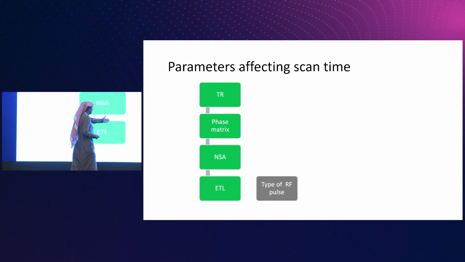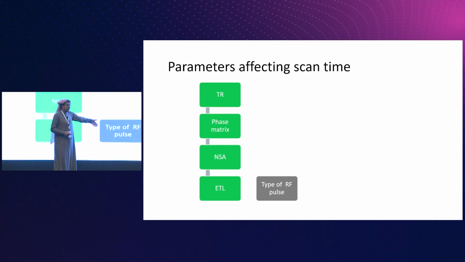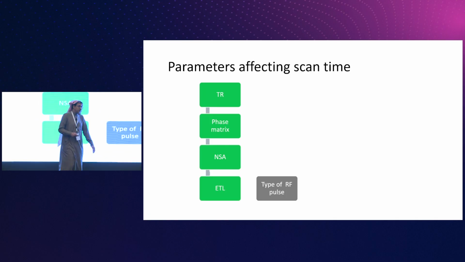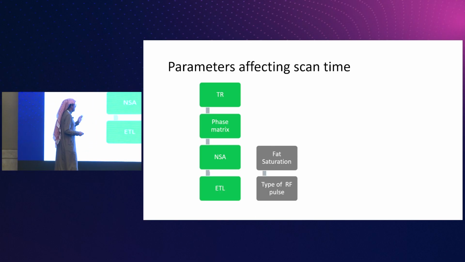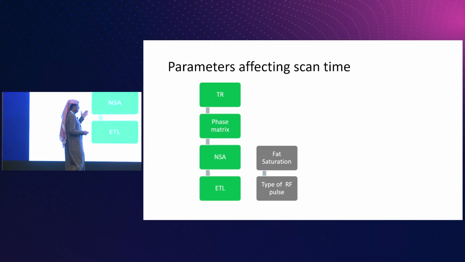Type of RF pulse. We will see, and I think tomorrow, that we have multiple RF pulses. So when we use fast, that enables me to reduce TR. So we go back and forth, and we are talking about TR. Fat saturation. If you use spare, TR will jump. The same.